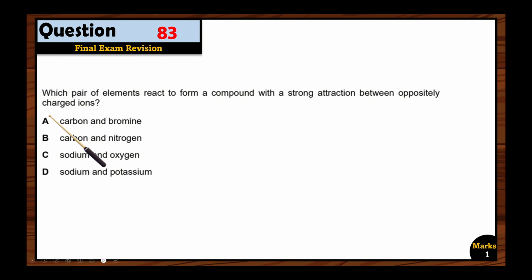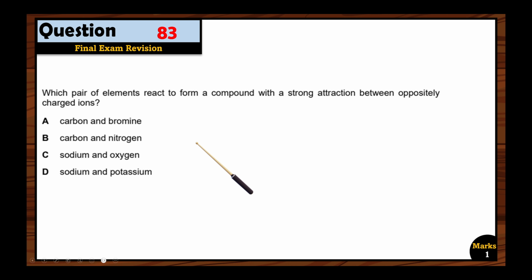Question 83. Which pair of elements react to form a compound with a strong attraction between oppositely charged ions? So now let's see which one of them can form a compound with a strong attraction between oppositely charged ions. What does it mean? It means an ionic compound. So now carbon and bromine. Carbon, non-metal. Bromine, non-metal. Of course, there will be no ionic bond. It will be just covalent.